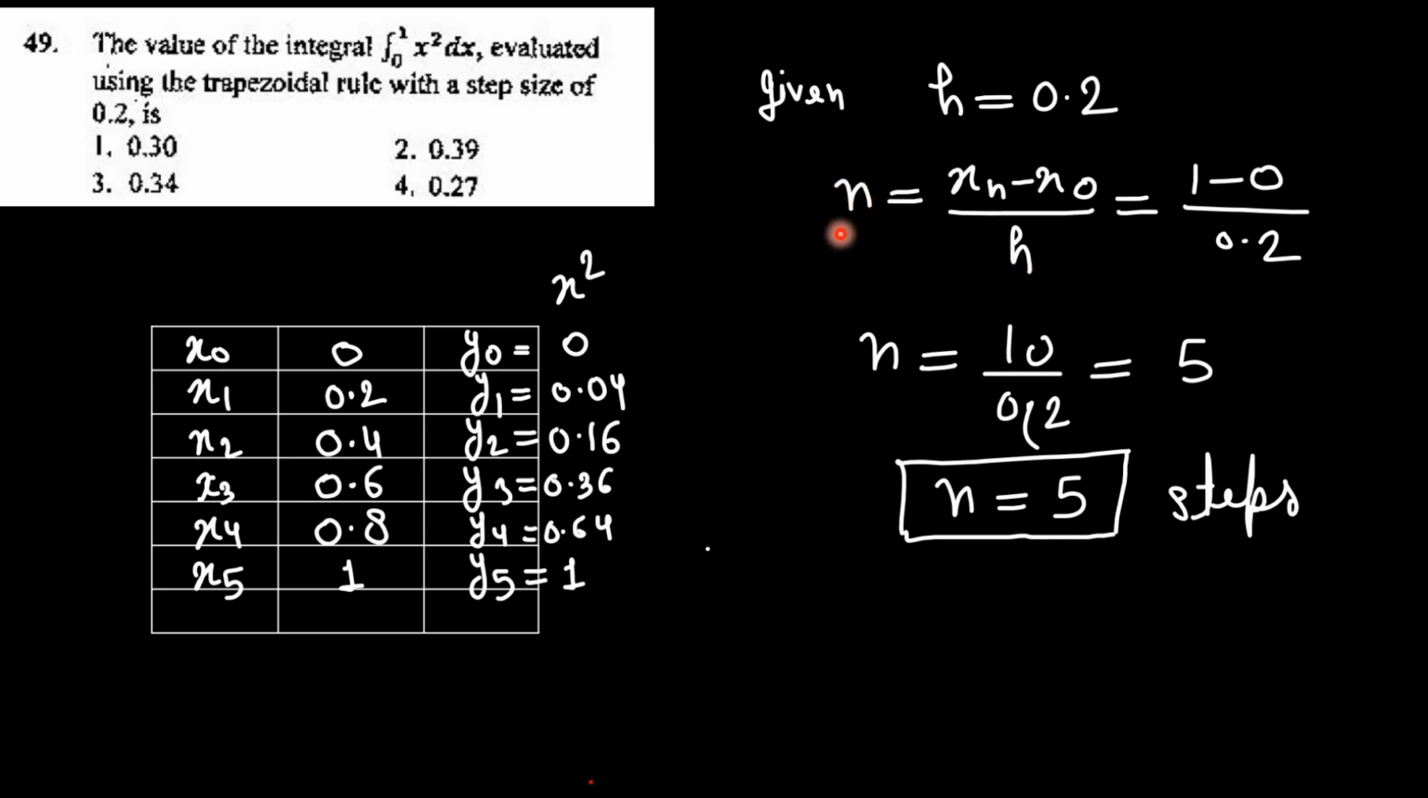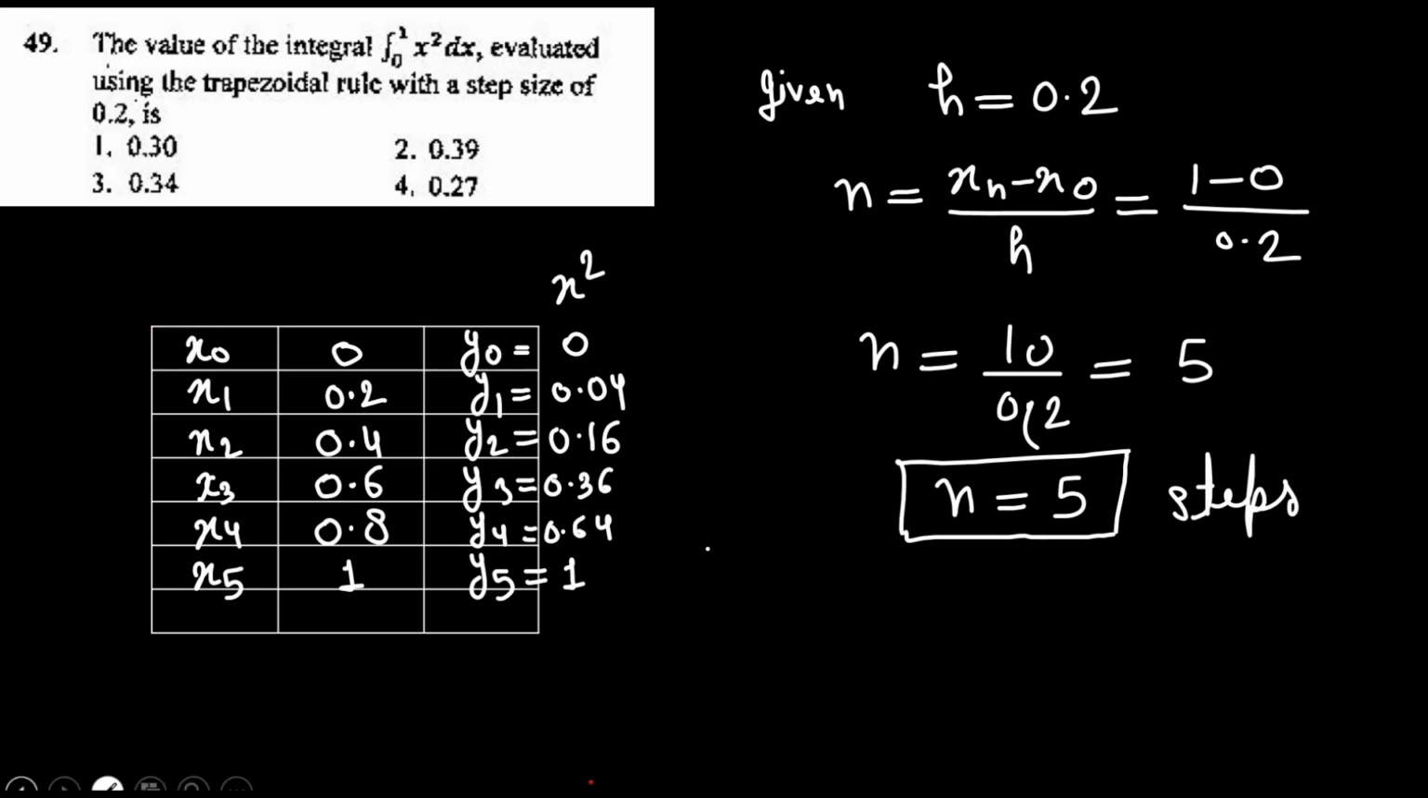So the number of steps n is equal to the upper limit minus lower limit divided by h. The upper limit is 1 minus 0 divided by h. h is the step size, which is 0.2. So from here we will get n is equal to 5. So we have to take 5 steps.